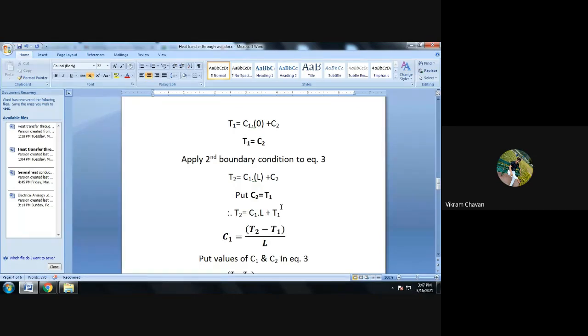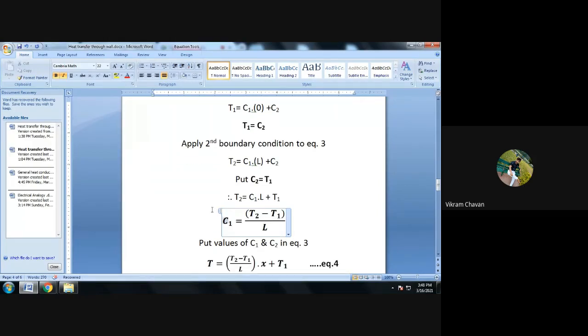T2 is equal to C1 multiplied by L plus T1. Further, we have to convert this equation in the form of C1 only. For the conversion purpose, we have to transfer T1 to the opposite side, so it becomes T2 minus T1, and we have to divide by L, transferring L to the opposite side. So we will get the equation for C1: C1 is equal to (T2 minus T1) divided by L.